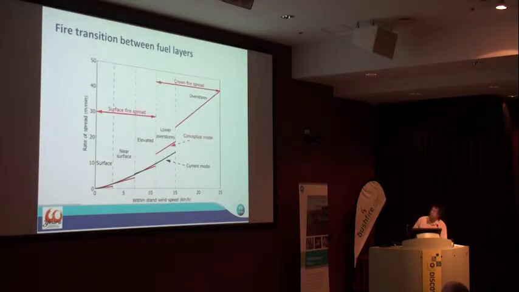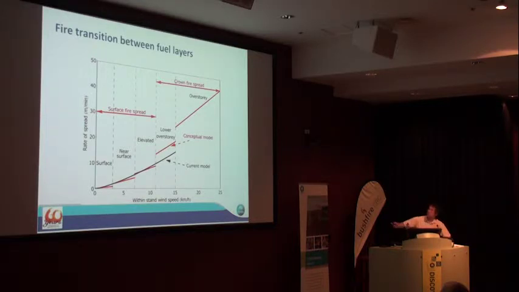And so our idea, when we thought about coming up with a model for fire transitions and propagation, was to come up with something like this. In this graph, we have rate of spread, we have within-stand wind speed, we have different fuel layers there. And with the current models, what I mean is the models that are normally used, as wind speed increases, we have a continuous increase in rate of spread.